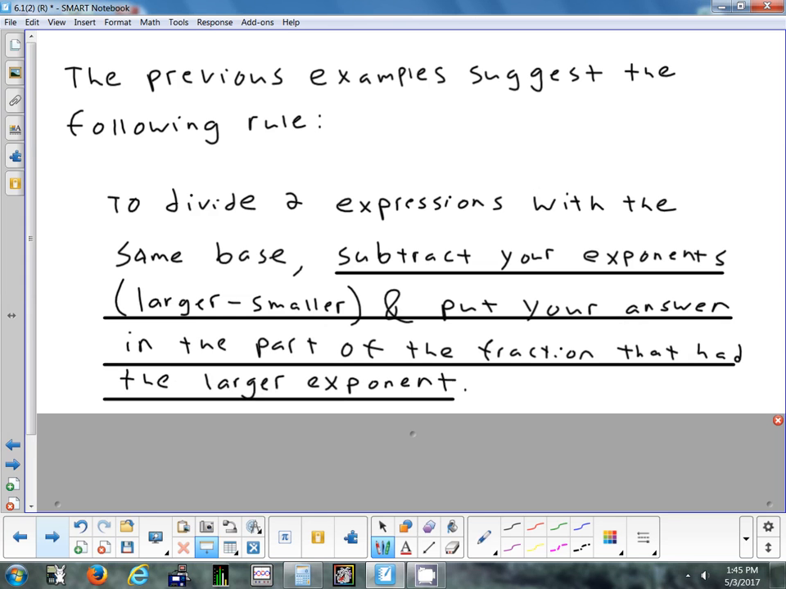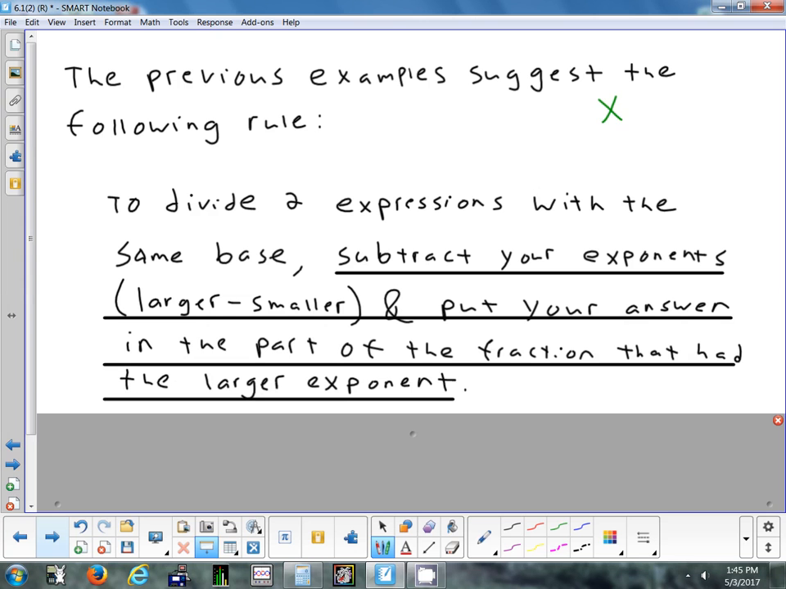When we multiply, they're on the same level, right? There's no fraction bar or division bar. We're going to subtract your exponents, so the larger minus the smaller. We're not going to get into any negatives; we're not going to do that till tomorrow. Larger minus the smaller, and we're going to put our answer in the part of the fraction that had the larger exponent to start. So like x to the fifth over x to the second, our answer is going to go on the top, because 5 is bigger than 2.